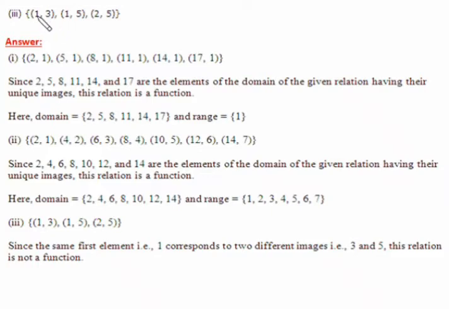It means the image of 1 has correspondence 3, and 1 also to 5. The input is the same, one is the same, and it has two different outputs. It is not possible. Since the same first element, that is 1, corresponds to two different images, that is 3 and 5, that type of relation is not a function.